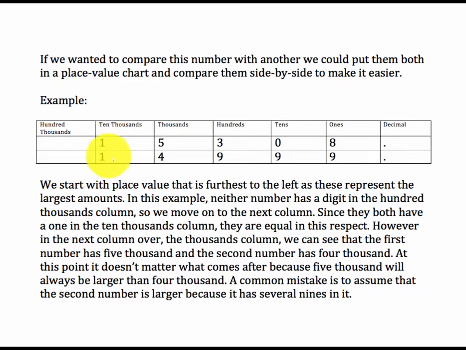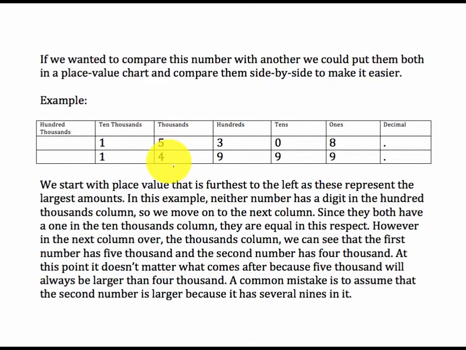Now, there's a 1 in each of these. So in this respect, in the 10,000s column, they're equal so far. So we move one spot more to the right to the thousands column. So now here we have a difference. This number has a 5 in the thousands, and this has a 4 in the thousands. So that tells us right away that this first number is larger.